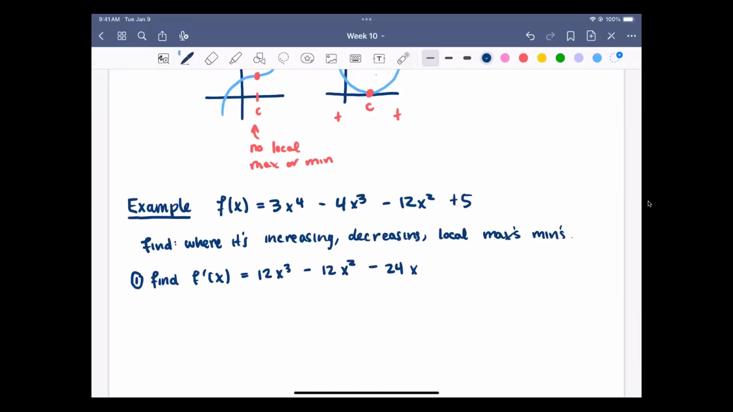Okay, and if you can eyeball a way to factor this, that's often helpful. For one, it'll tell us where this thing is 0, and then also that will be helpful when we're figuring out where it's increasing and decreasing as well. So I'm going to go ahead and factor this. I can easily take out a 12x, right? So we're left with x squared minus x minus 2.